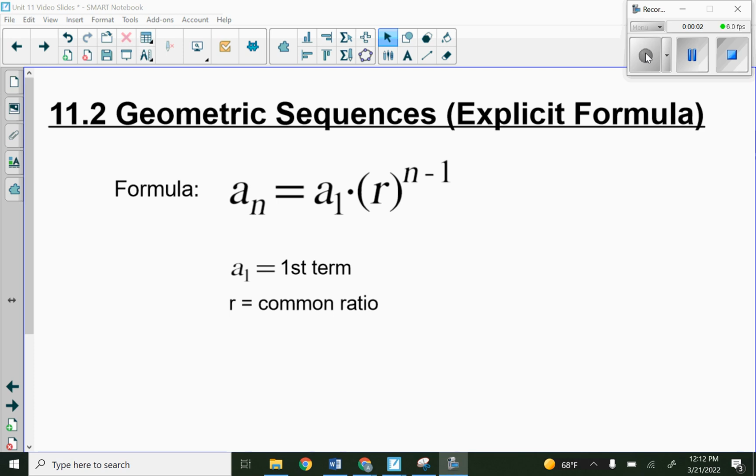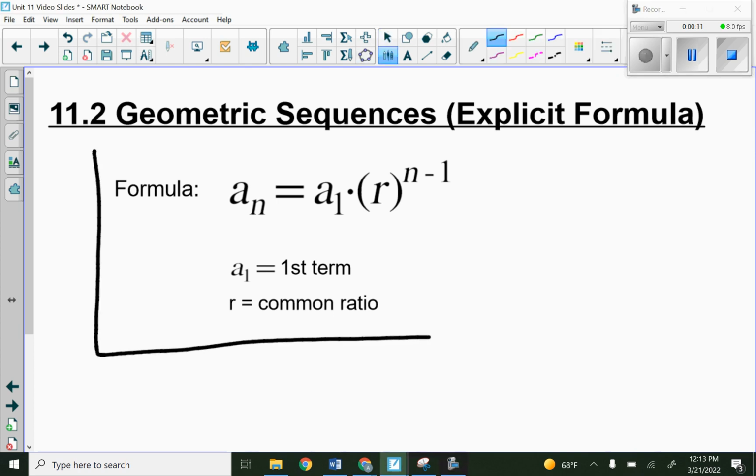In 11.2, we're looking at geometric sequences, focusing on the explicit formula. So here is our explicit formula that you want to have on your page. a sub n equals a sub 1 times r to the n minus 1 power. Now, a sub 1 is still our first term. We have a new letter, which is r, and that stands for our common ratio.